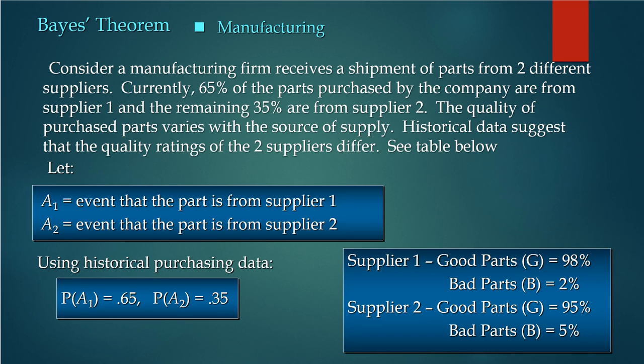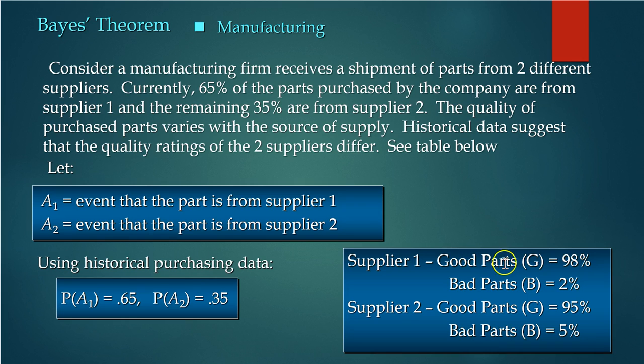Consider a manufacturing firm that receives a shipment of parts from two suppliers. Currently, 65% of the parts purchased by the company come from supplier 1 and the remaining 35% from supplier 2. So we get the bulk from supplier 1 and whatever else is left over, 35%, we get from supplier 2. The quality of purchased parts varies by supplier. Historical data suggests that the quality ratings of the two suppliers differ. So A1 is the event that the parts come from supplier 1, and A2 is the event that the part is from supplier 2. Again, purchasing, we know that the probability of A1, that it's coming from supplier 1, is 65%. The probability of A2, that it's coming from supplier 2, is 35%.